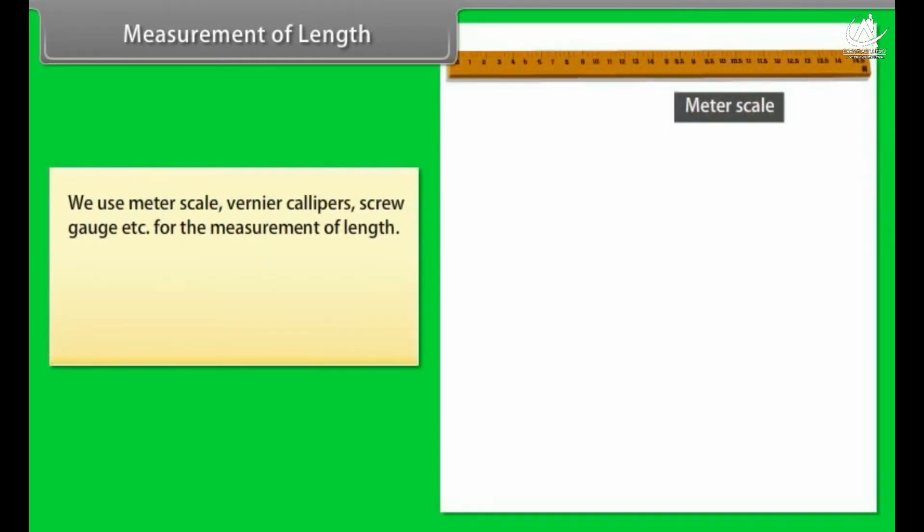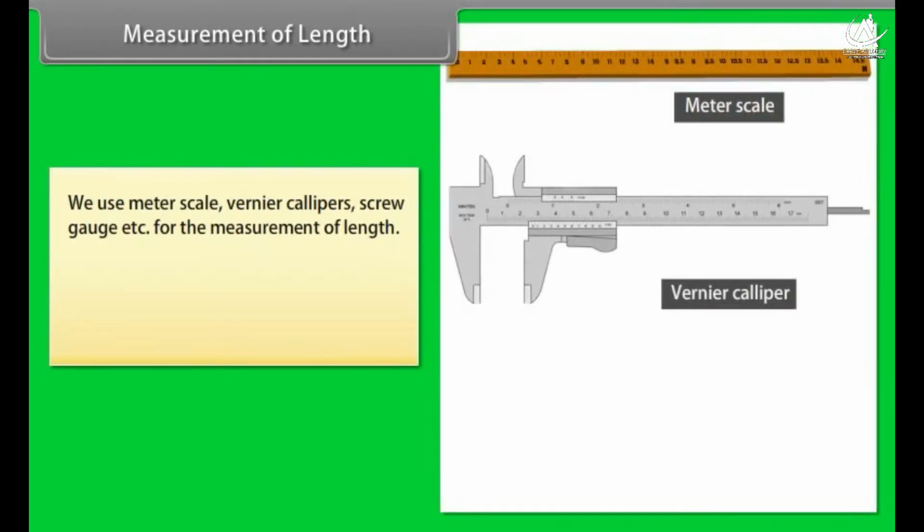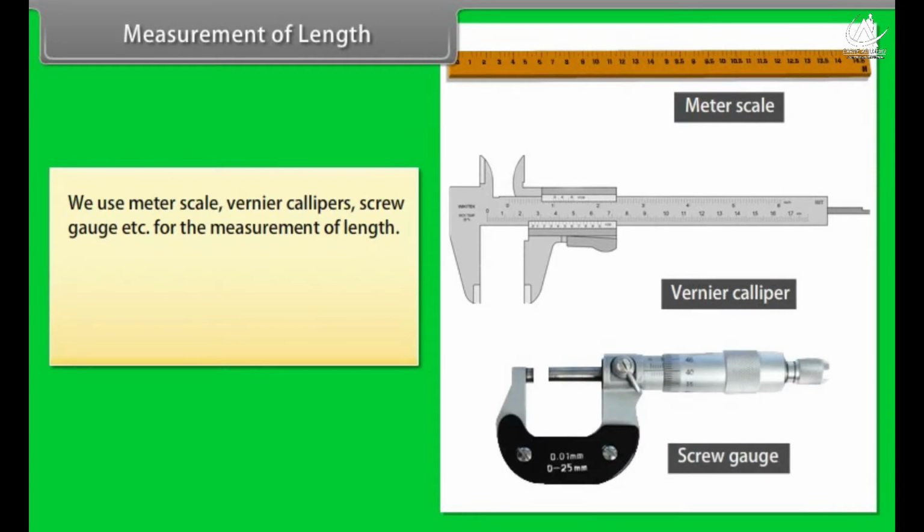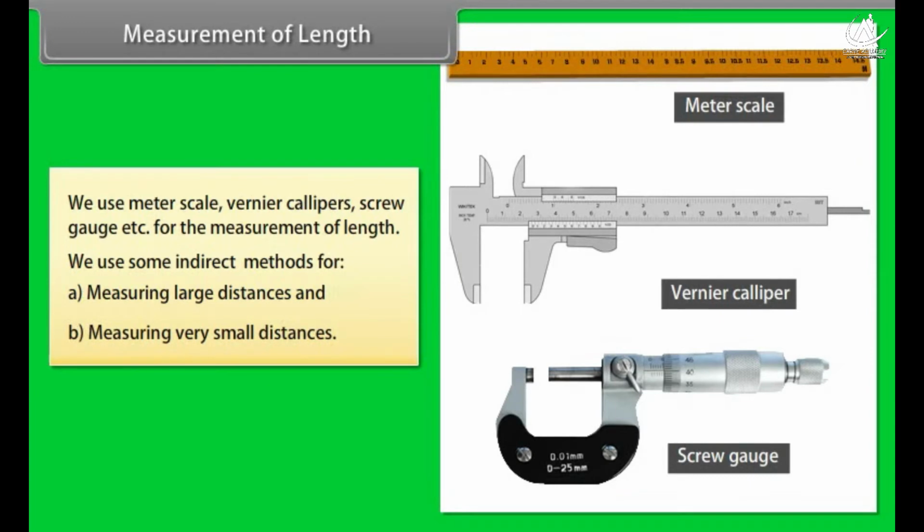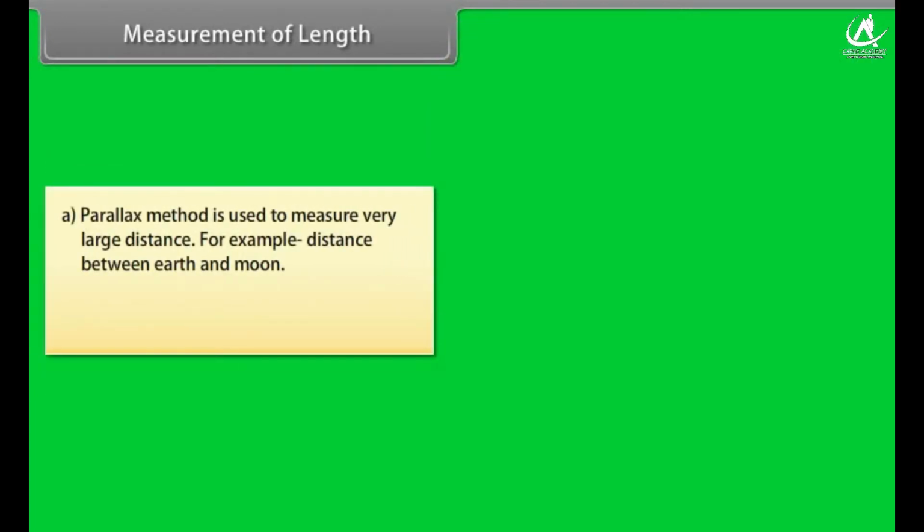Measurement of length. As you know, we use meter scale, vernier calipers, screw gauge, etc. for the measurement of length. We use some indirect methods for A, measuring large distances, and B, measuring very small distances. A. Parallax method is used to measure very large distances, for example, the distance between Earth and Moon.